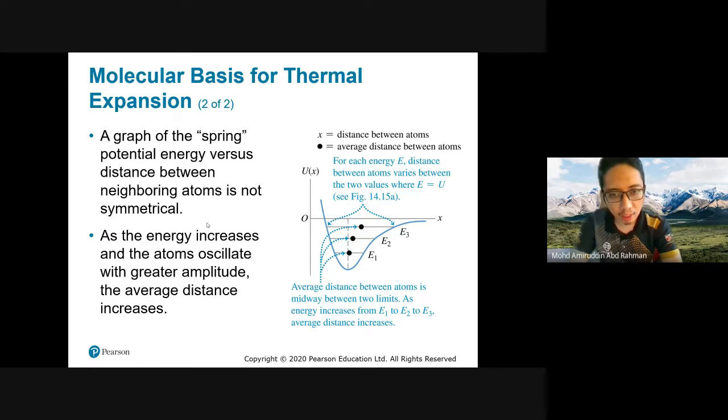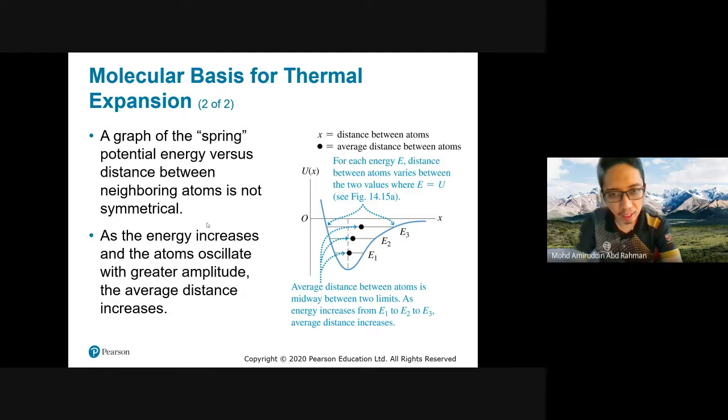As we can see, if the energy increases, meaning that heat is applied to the object, the energy increases from E1 to E3. You can see that the distance between the atoms keeps increasing. So that's how it expands.